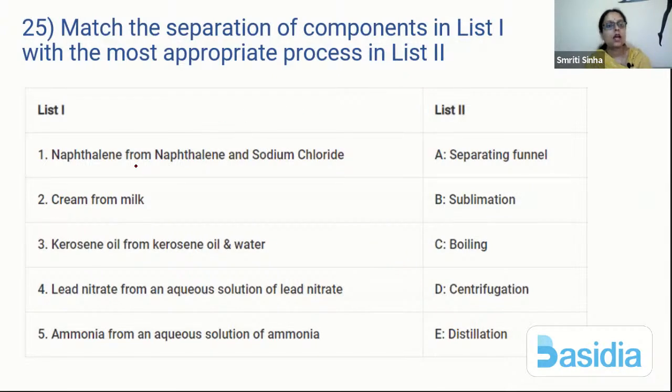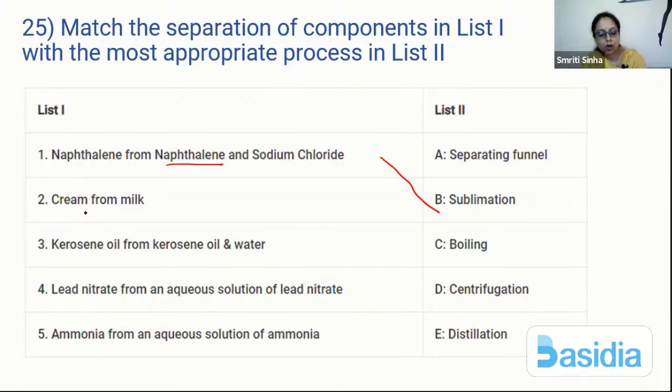So first, naphthalene from naphthalene and sodium chloride. I have already told you this is sublimation, because naphthalene can sublimate and sodium chloride will remain below in the petri dish itself. So by sublimation, we can separate these two out.